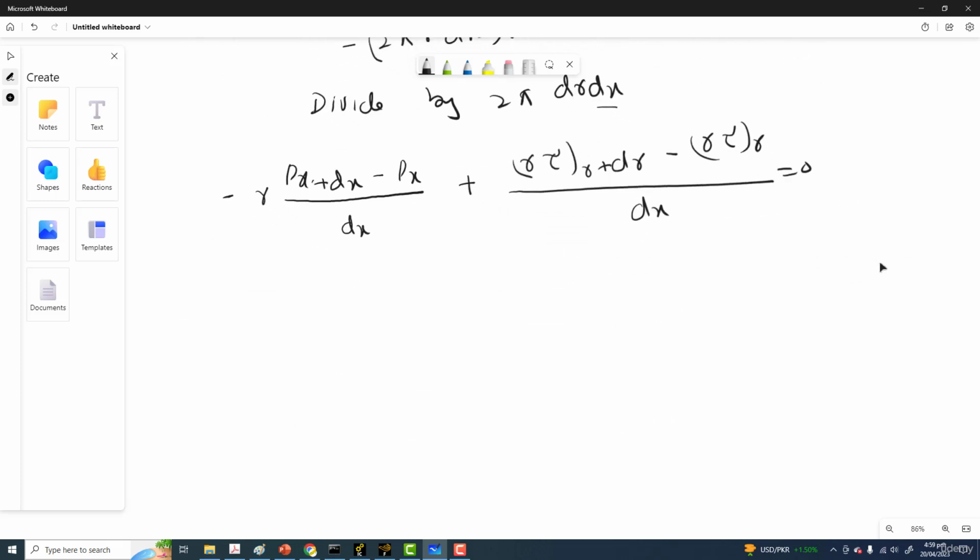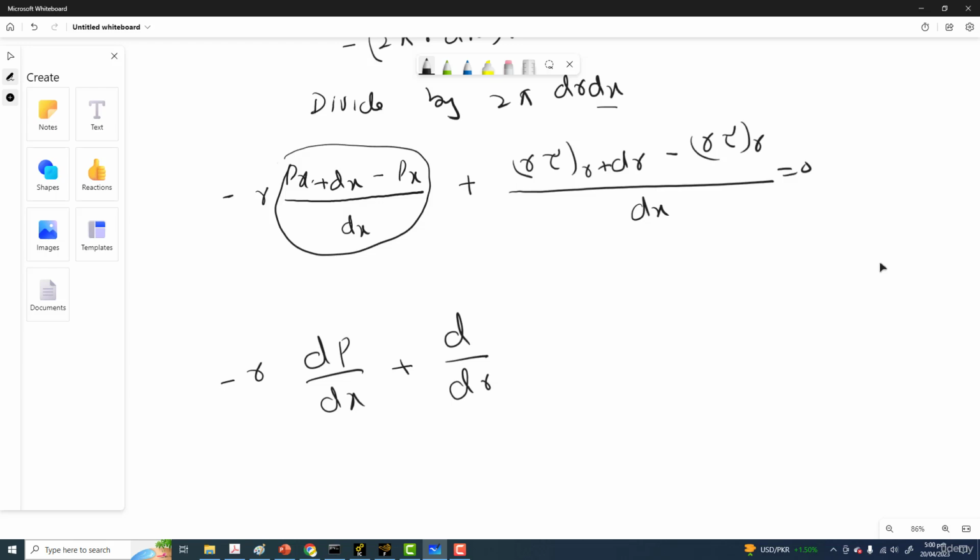Now we have this thing. From this, this is the derivative, this is the differential. So this is minus r dp by dx, plus the derivative of shear stress, d by dr of r tau, is equal to 0.